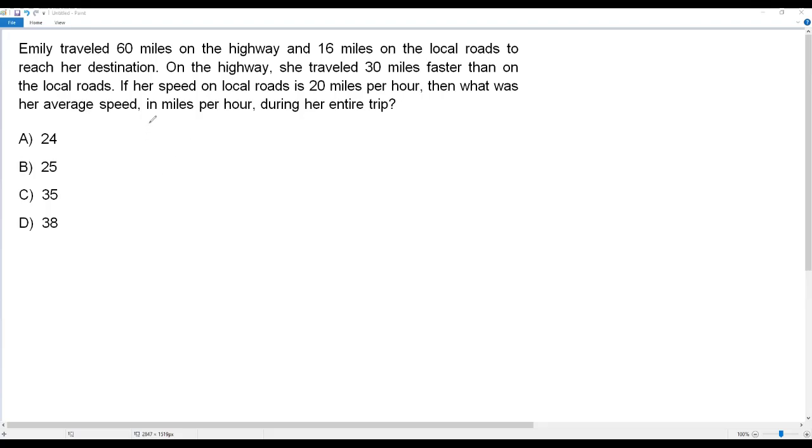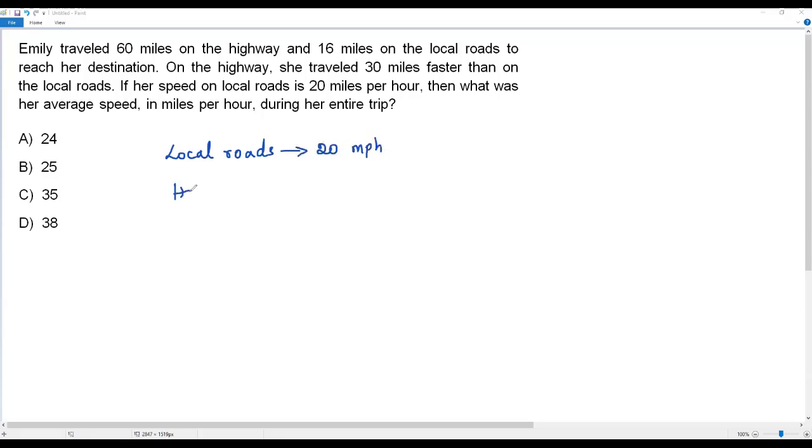Okay, so here we have to find the average speed during our entire trip. Entire trip means 60 miles on the highway and 16 miles on the local roads. And we have some information about the speed on local roads. That is, Emily's speed on local roads is 20 miles per hour. Let me write that over here. So on local roads, Emily's speed is 20 miles per hour.